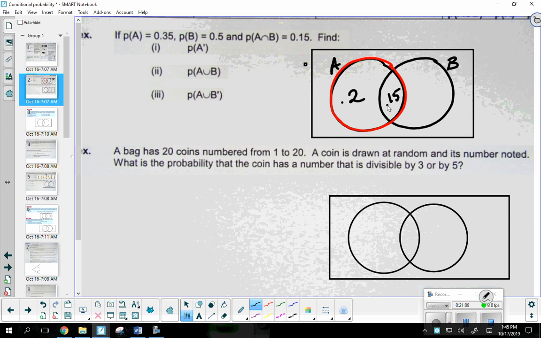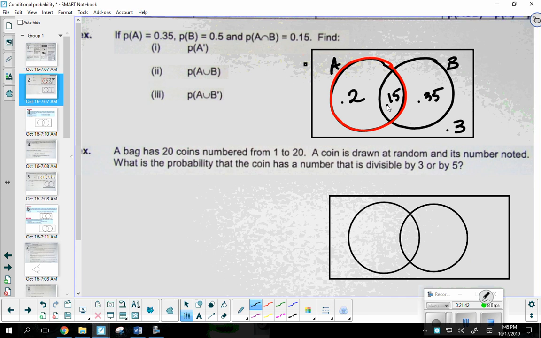Let's do the same thing for B. I know that the probability of B occurring is 0.5, so what should I put here? 0.35. Am I missing anything? Now the universe, remember, has to add up to 1. So what am I up to right now? Somewhere inside the rectangle but outside of A and B, I want to put 0.3. Is everybody okay with where we got the 0.7?